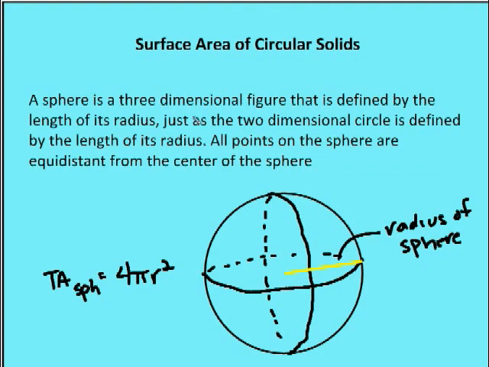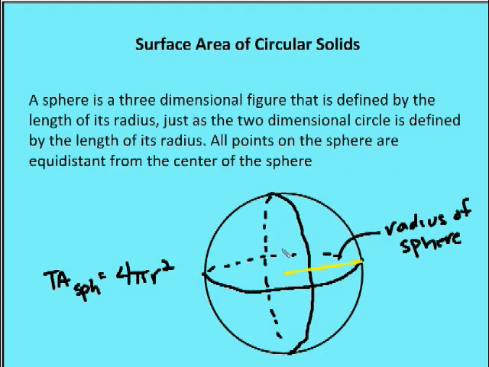A sphere is a set of all points in 3 dimensions that's equidistant from a fixed point called the center, and that length from that fixed point called the center to the sphere itself is called the radius. So again, a sphere is a 3-dimensional figure that is defined by the length of its radius, just as a 2-dimensional circle is defined by the length of the radius.